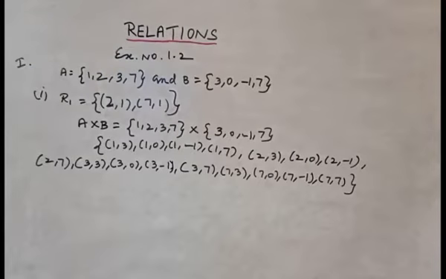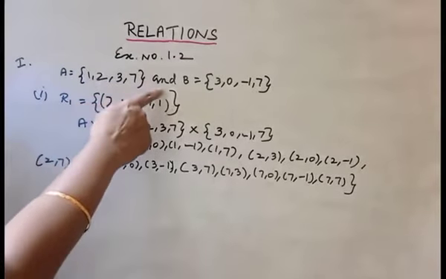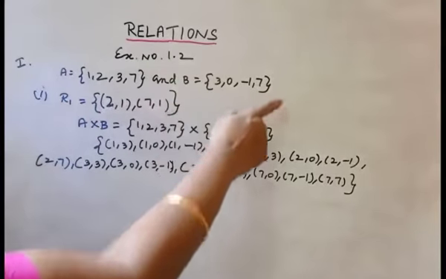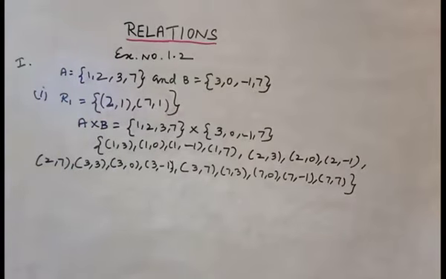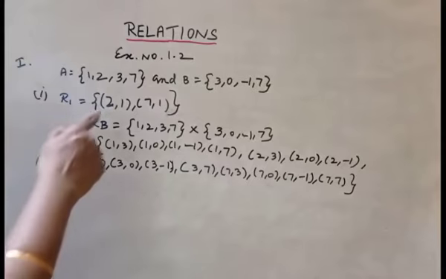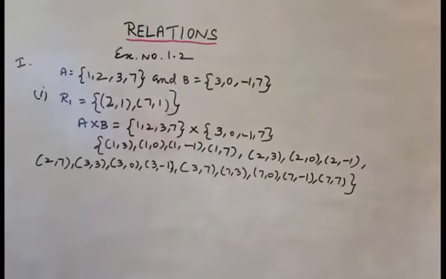Now you take page number 9, exercise number 1.2, first sum. Let A equal to {1, 2, 3, 7} and B equal to {3, 0, -1, 7}. Which of the following are relations from A to B? First one, R1 equal to the set of ordered pairs {(2, 1), (7, 1)} given. We want to see whether R1 is a relation from A to B or not.